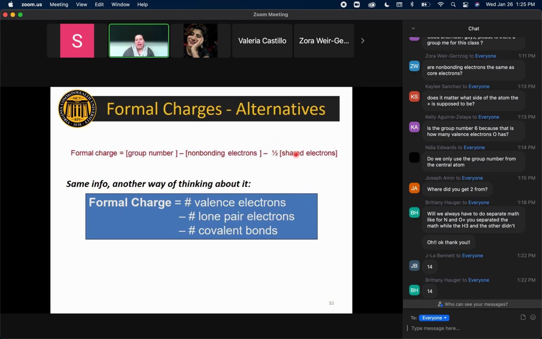And then instead of adding up all of the shared electrons and then doing division, which isn't that hard to do, you could instead just add up the number of covalent bonds. Okay, so this is way number 2 to think about it. Again, functionally equivalent. Number of valence electrons minus the number of electrons in lone pairs minus the number of covalent bonds.